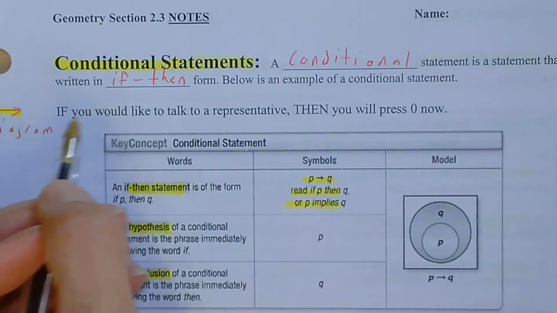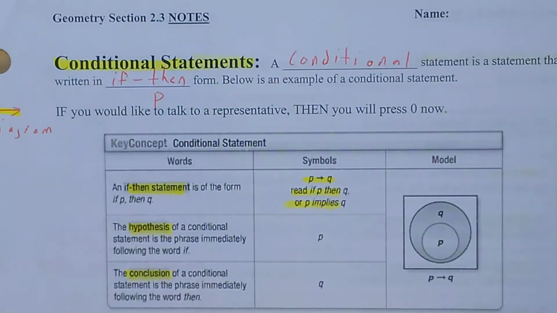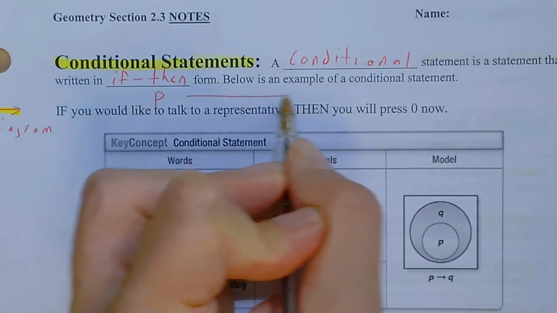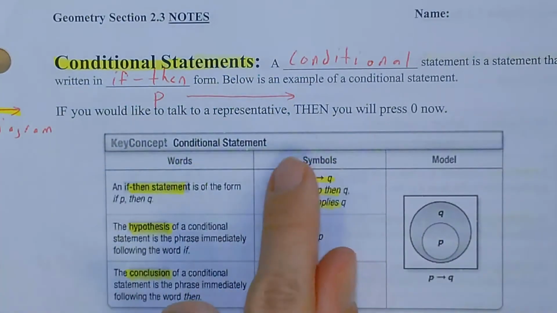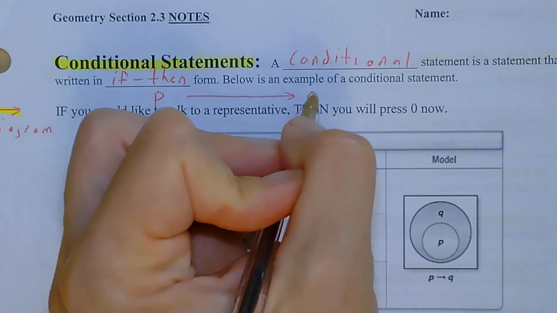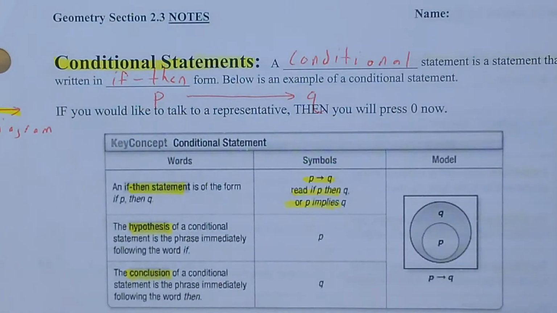For instance, if you would like to talk to a representative is P, the arrow means then, and you will press 0 now would be Q. So P arrow Q means that you have an if-then statement, a conditional statement.